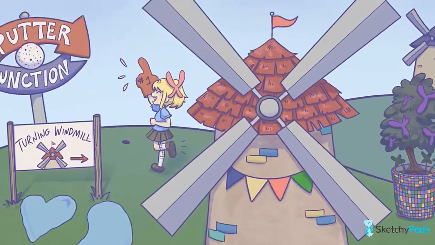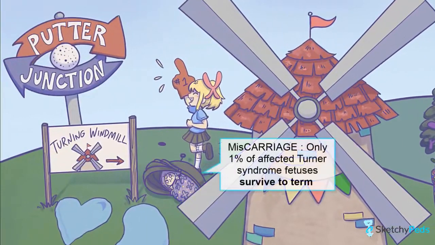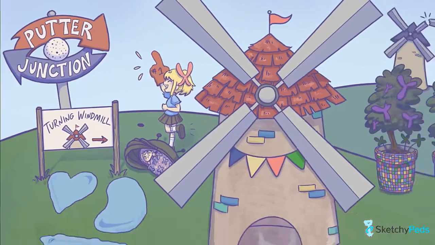Turner syndrome is seen in about 1 in 2,000 live births. However, it's been estimated that only about 1% of all Turner syndrome-affected fetuses survive to term. The other 99% result in miscarriage. This miscarriage rate is depicted by the knocked-over baby carriage.